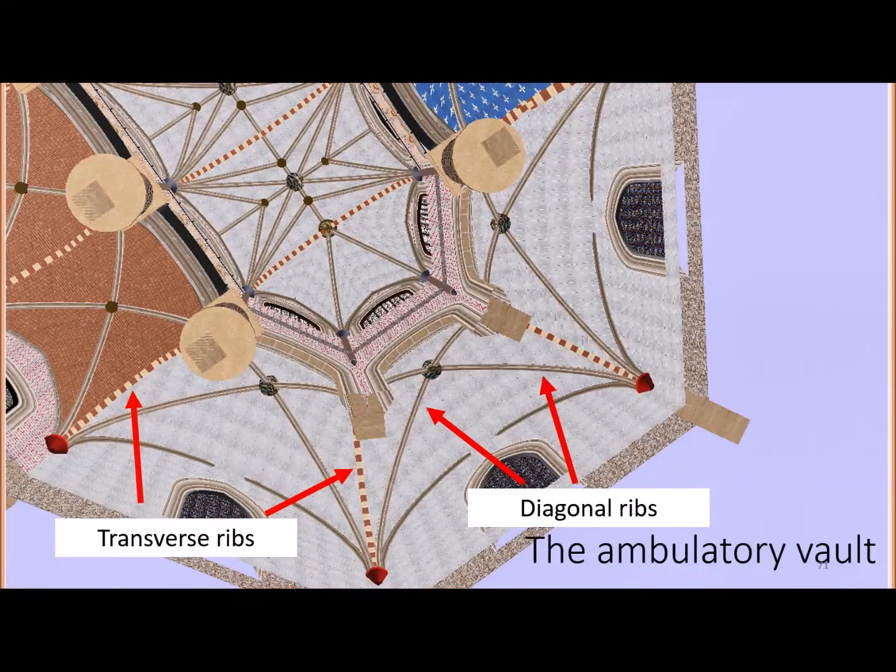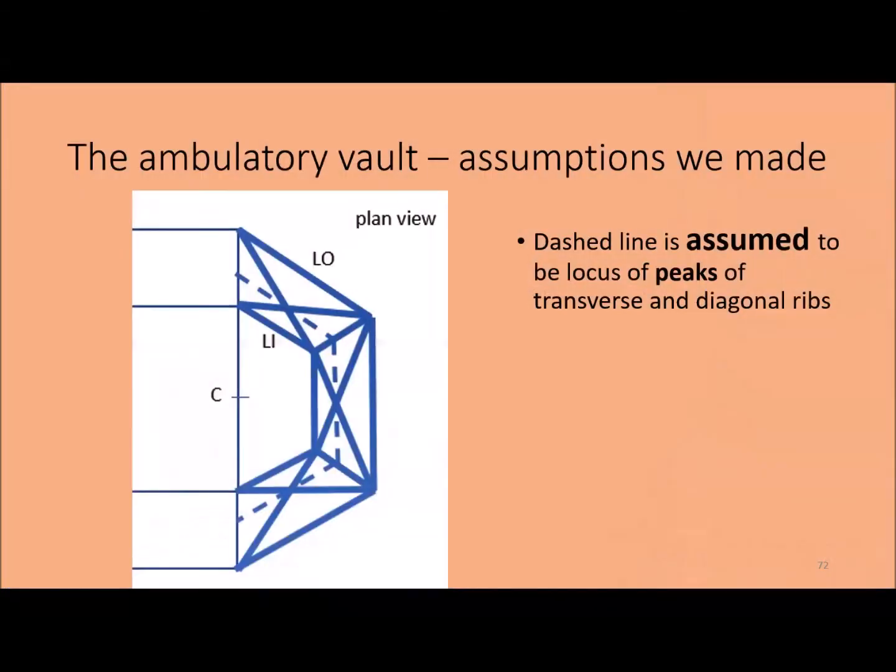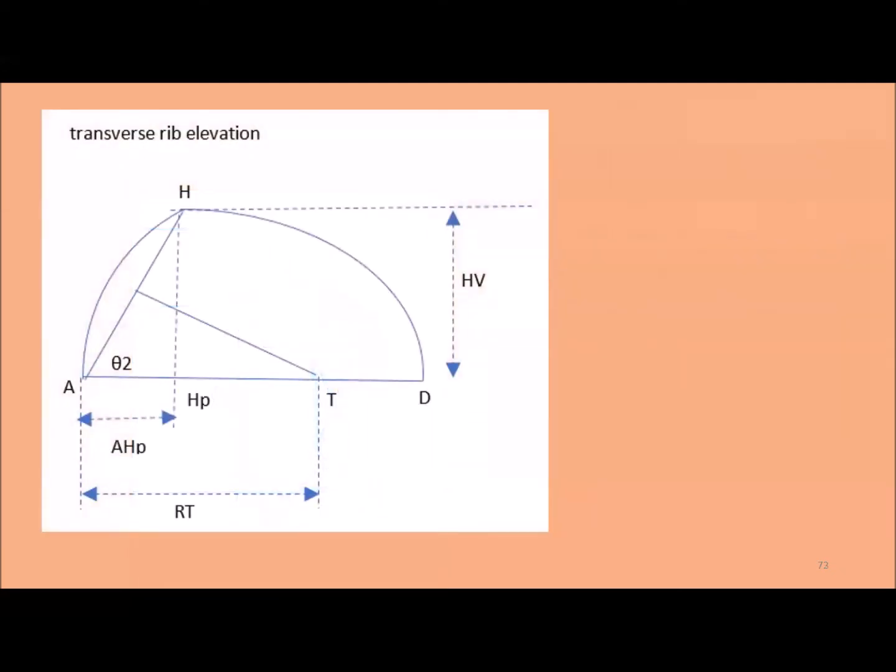We shall look at the ambulatory vault shown here as an example. In this plan view, the dashed line, we assume the peaks of the diagonal and transverse ribs lie on that dashed line. We would welcome being corrected so we can adjust our geometry. We're assuming that A and D are on the same level. A and D are the springing points and H is the peak.